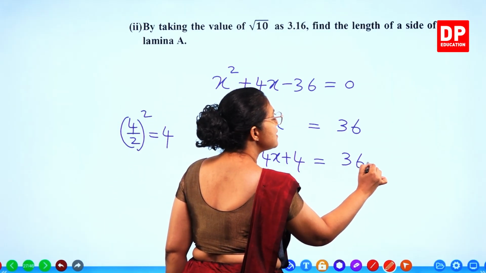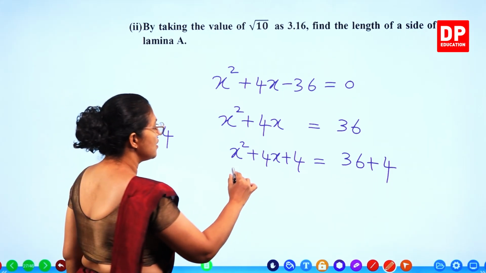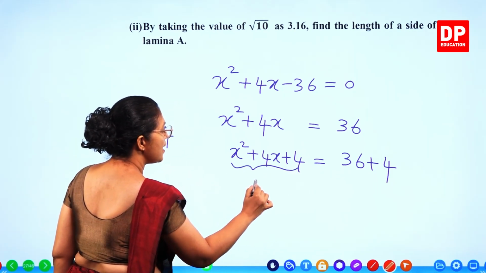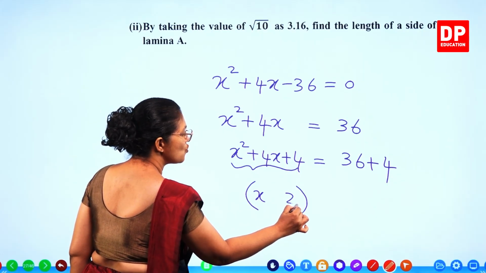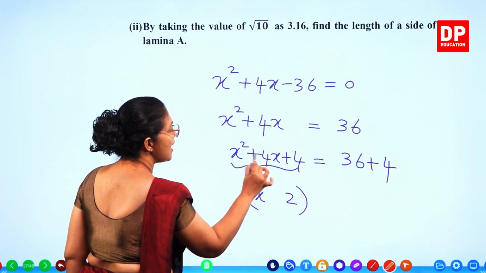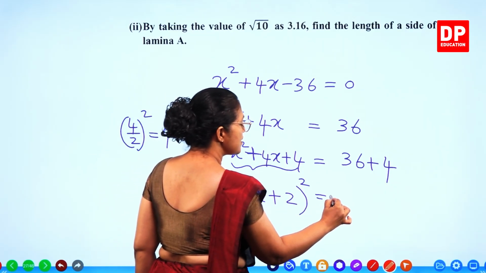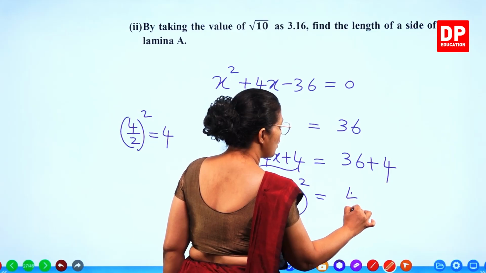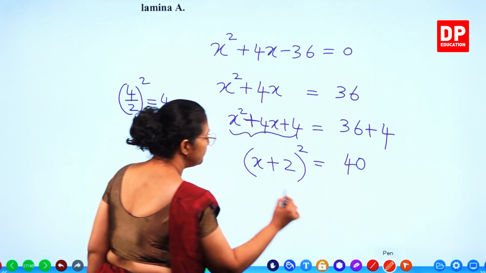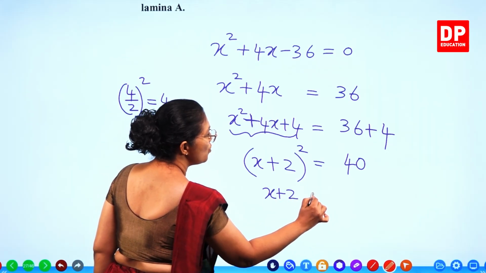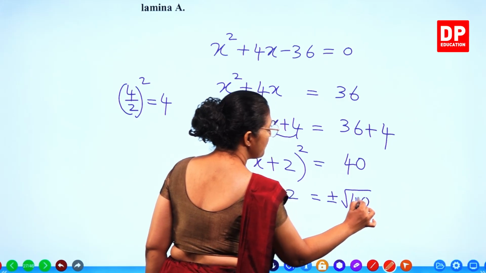So you have to do the same thing for the other side because this is an equation. So how can you write this as a square term? Square root of x squared is x, square root of 4 is 2, and this sign is addition. So x plus 2 squared. 36 plus 4, that's 40. Now take the square root of both sides. You get x plus 2 is equal to plus or minus square root 40.